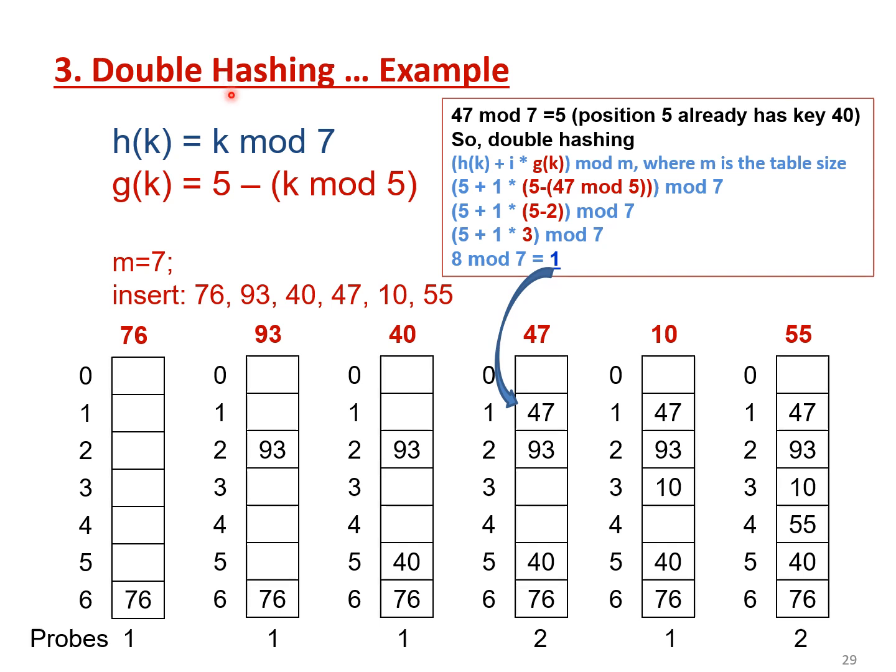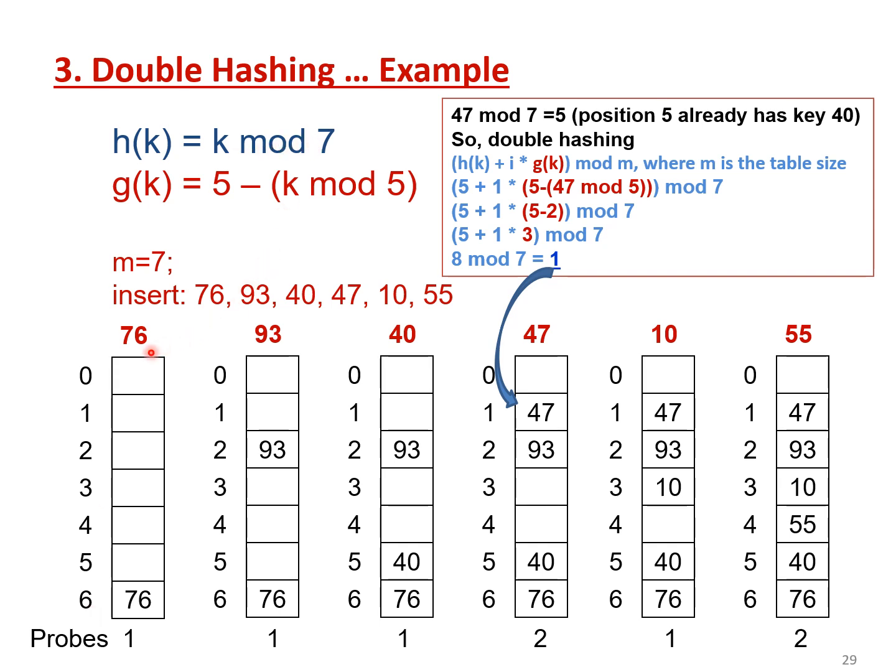Let us consider one example for double hashing. There are two hashing functions h and g. h of k is k mod 7 and g of k is 5 minus k mod 5. Here our table size is 7, so m value is 7. And we would like to insert the key values 76, 93, 40, 47, 10 and 55. And this is our hash table. The locations start with 0, 1 to 6 since our table size is 7. First we have to insert 76.